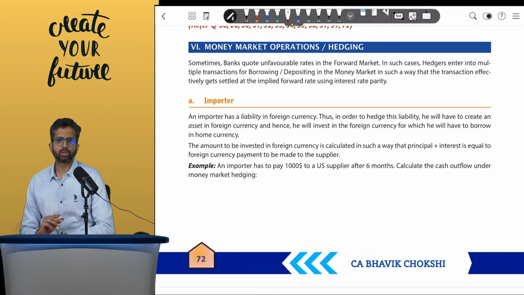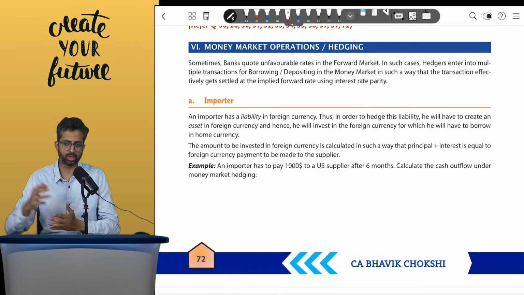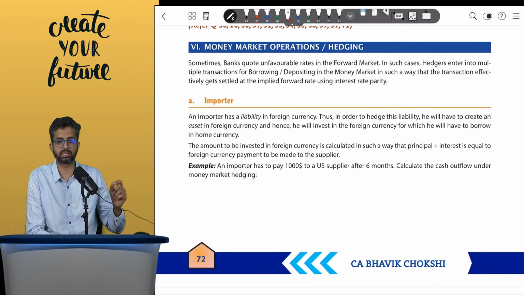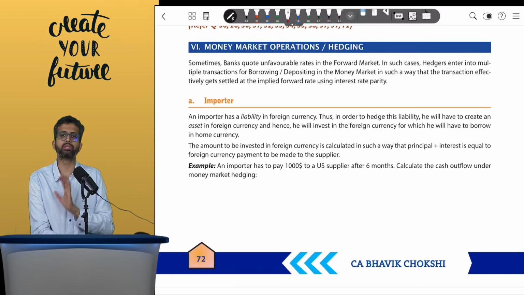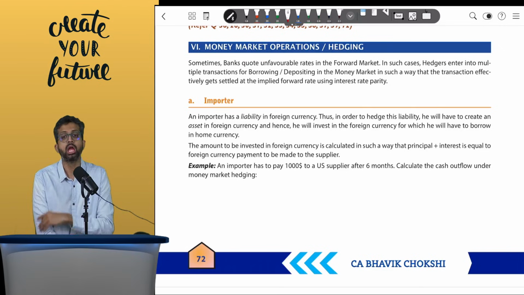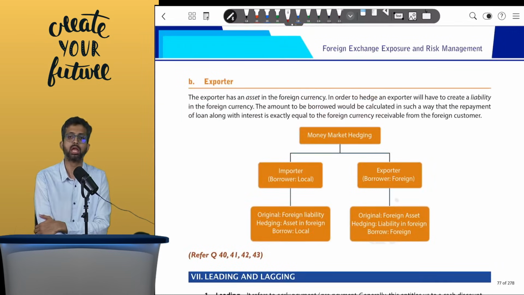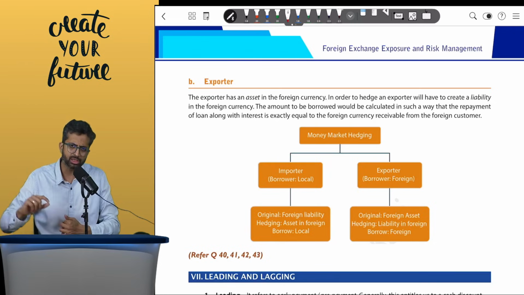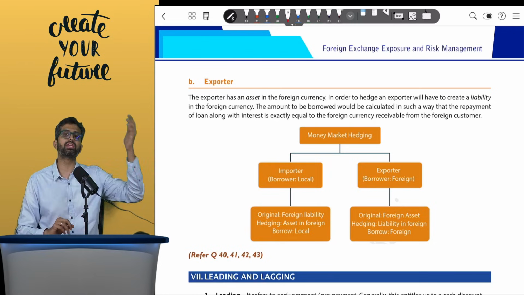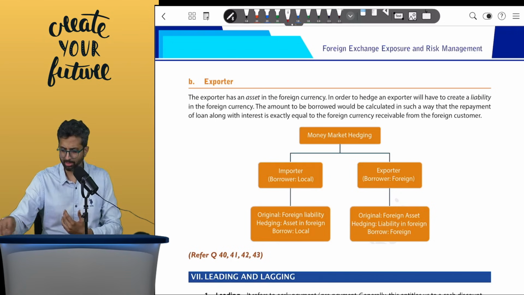So when we look at money market operations, you might be an importer who has to pay in the foreign currency, and as a result you have a liability in the foreign currency. To protect yourself, you will create an asset in the foreign currency, that is, you will invest in the foreign currency. So if you are investing in the foreign currency as an importer, as a money market hedge, you will borrow in the home currency. On the other hand, an exporter has a receivable in the foreign currency. So if you want to hedge, you will create a borrowing, that is a liability in the foreign currency. If you borrow in the foreign currency, you will invest in the home currency, and you will apply the home currency deposit rate for that. So this will be your money market operations.